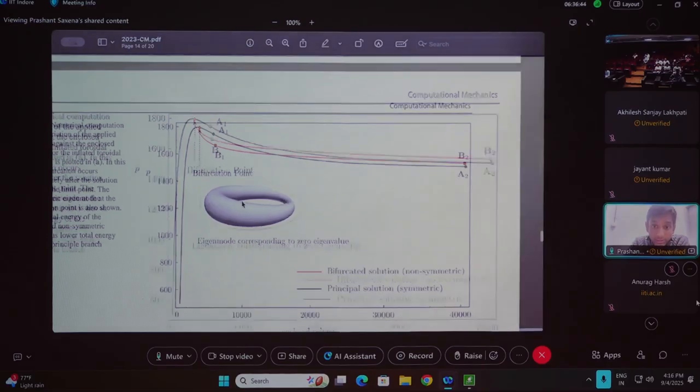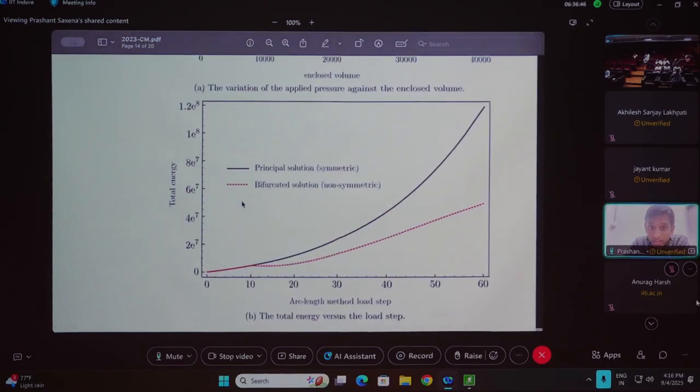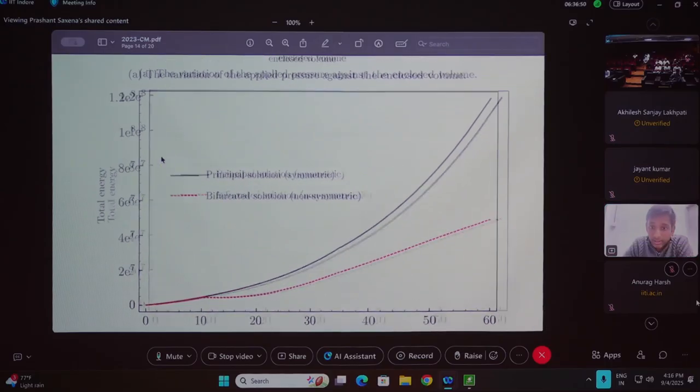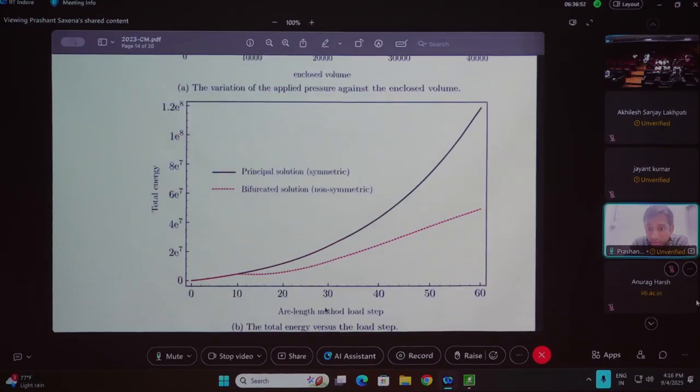Moreover, why is it important? Because if you look at the energy, this is the total energy now, and you can see that as you keep on increasing the load, the energy obviously keeps on increasing, but at this point, when we saw that the bifurcation has happened, the non-symmetric solution has a lower energy.